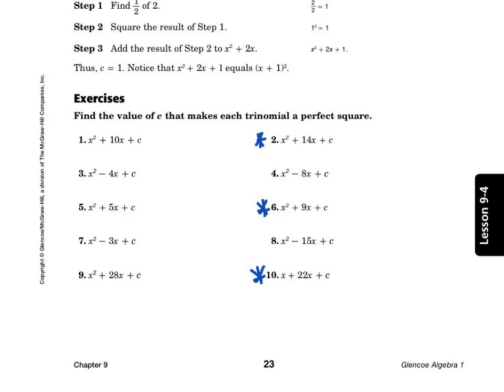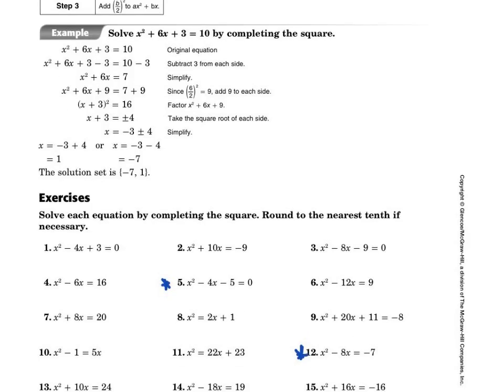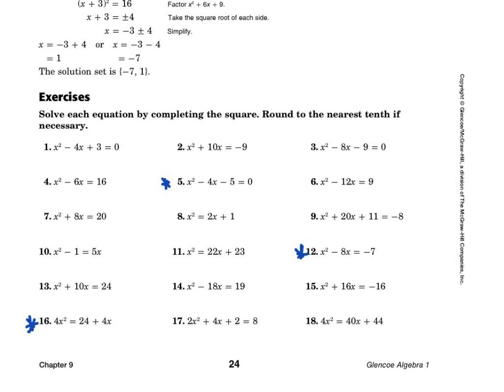Okay, extra practice. Find the value of c that makes each trinomial a perfect square. Number 2, number 6, and number 10. And then some extra practice solving the equation by completing the square. Try 5, 12, and 16.